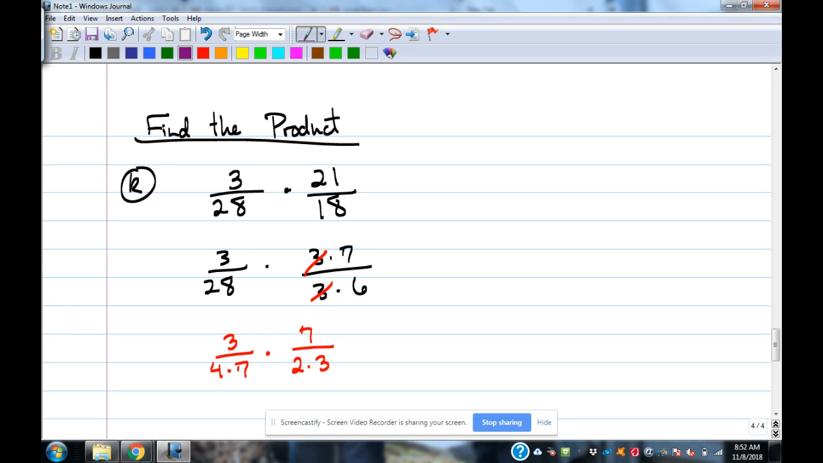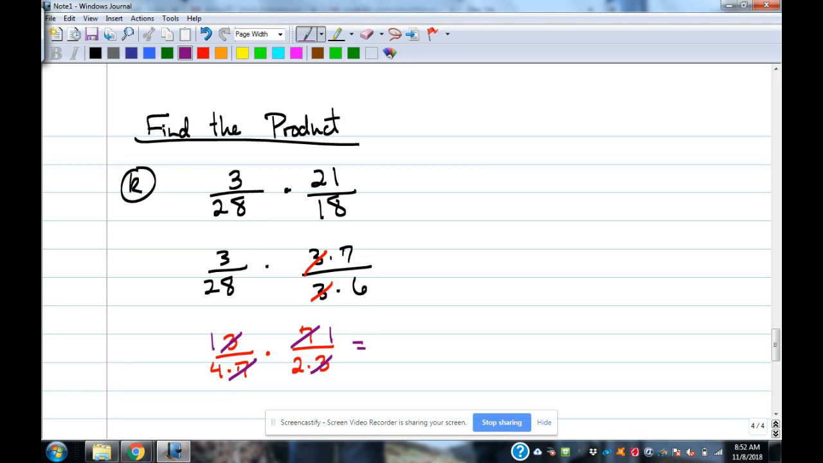Once I've canceled vertically, then I look diagonally. So what can cancel diagonally now? The 7 here can cancel the 7 here. This 3 can cancel that 3. So 7, 7. That becomes a 1. 3, 3. That becomes a 1.